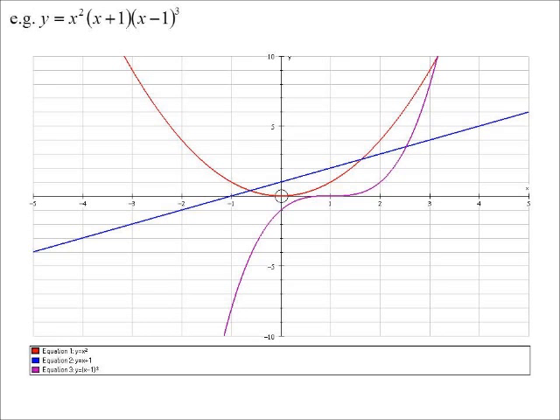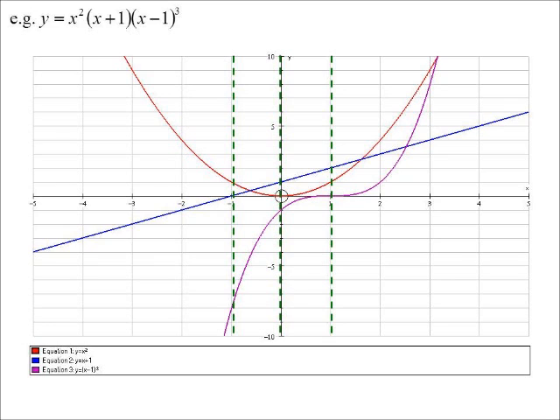So let's have a go at this one. I've already factorised it to make life a little bit easier. Y equals x squared, x plus 1, x minus 1 cubed. The three basic curves there are drawn in blue, red and purple. Now, they're not asymptotes I'm drawing in there, because obviously there are no asymptotes with this one. I'm breaking this up into boundaries where it's going to change from positive to negative.